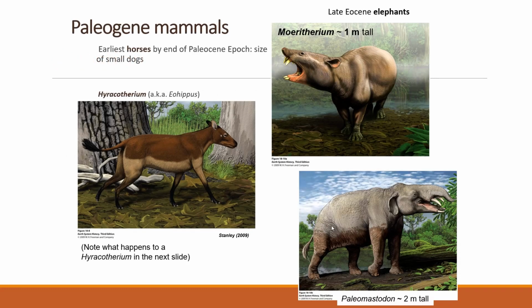So during the Paleogene, we start to have the ancestors of modern mammals. So here are examples of horses. This is a Paleogene horse. It doesn't look very much like a modern horse. It's about the size of a small dog. It has multiple toes.